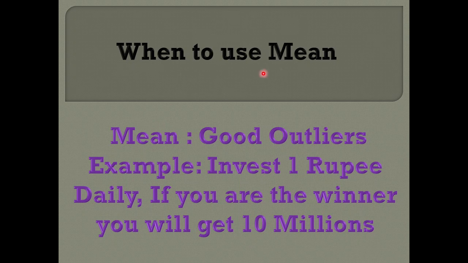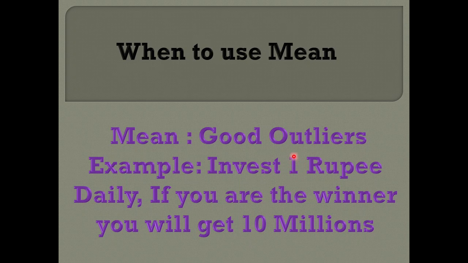I have taken this one as an example to explain the relevance of real-time applications of the concepts we are learning. Mean will generally be used in the case of good outliers. I have taken one example to explain this. There I got some investors who had a proposal: invest 1 rupee each and every day, and if your number comes up, you will get 10 million. If this was the offer given to me, then the mean of it is that each and every day I will be losing 1 rupee, right? Then it is minus 1.